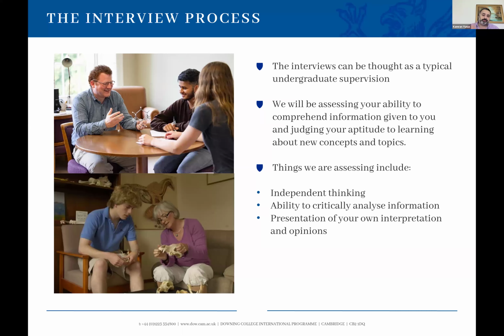And remember, when you come for the interview, we're going to be going into an academic discussion. We're going to be asking you questions around your subject. We're going to be testing your independent thinking skills, your critical thinking skills. We want to see how you can work through a problem that you've never seen before or you're not familiar with, and how you apply what you've learned so far to solve that problem.